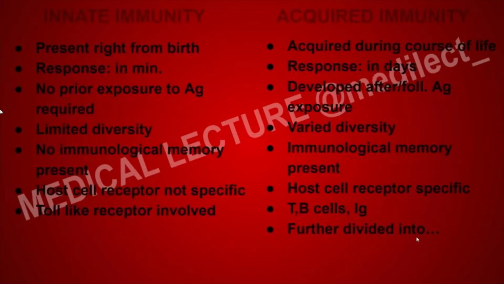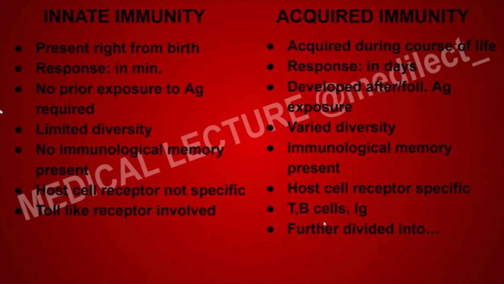Okay. So, first of all, the innate and the acquired immunity difference. Very important, commonly asked in the exams. Innate is present right from the birth, acquired during the course of life. The response of innate immunity occurs within minutes, while for acquired the response occurs in days. In innate, no prior exposure to antigen is required and it has limited diversity, while the acquired is developed following the antigen exposure and has variable diversity. No immunological memory is present in innate, while in acquired memory is present. Host cell receptors are not specific in innate, while over here they are specific.